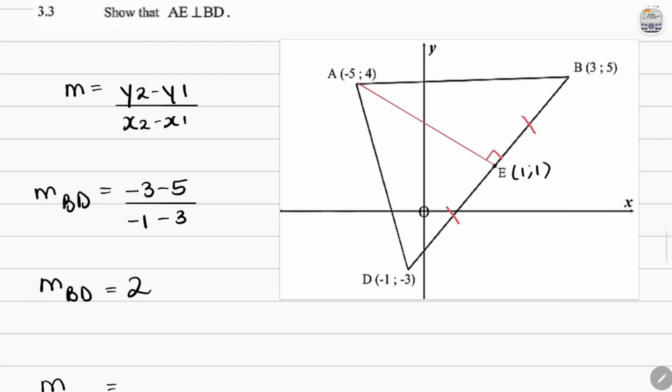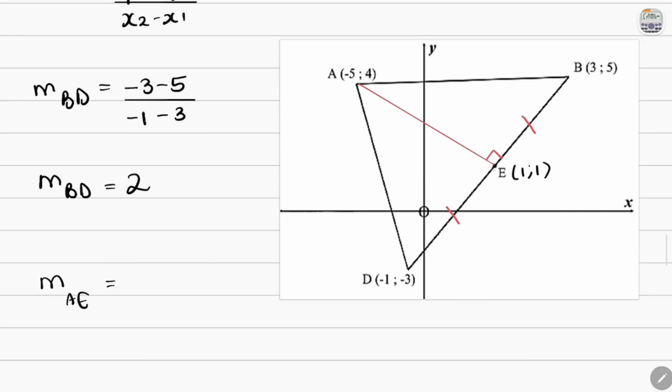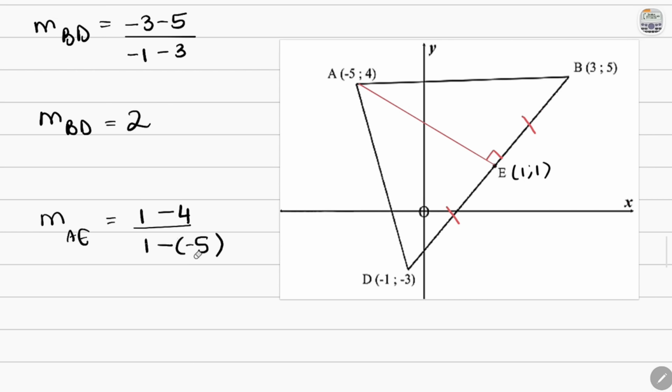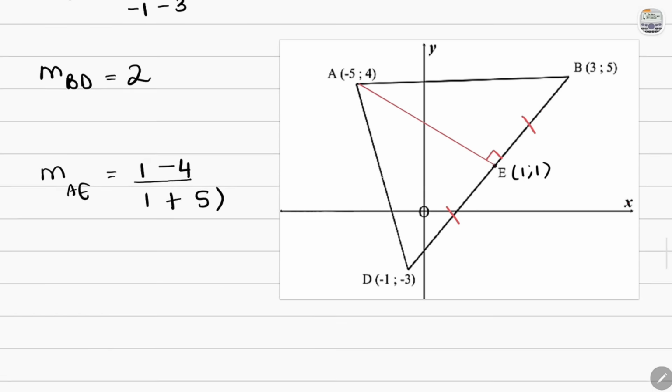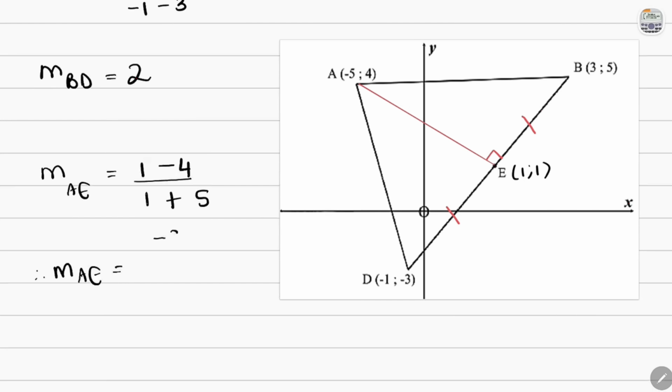You don't have to write the formula again, we already have it. So y2 minus y1, I'll take E as the second point. So that's going to be 1 minus 4 all over 1 minus -5. And if you multiply in, it will become a +5. So that is going to be a -3 in the numerator and a +6 in the denominator. And when they divide, they become -1 over 2.